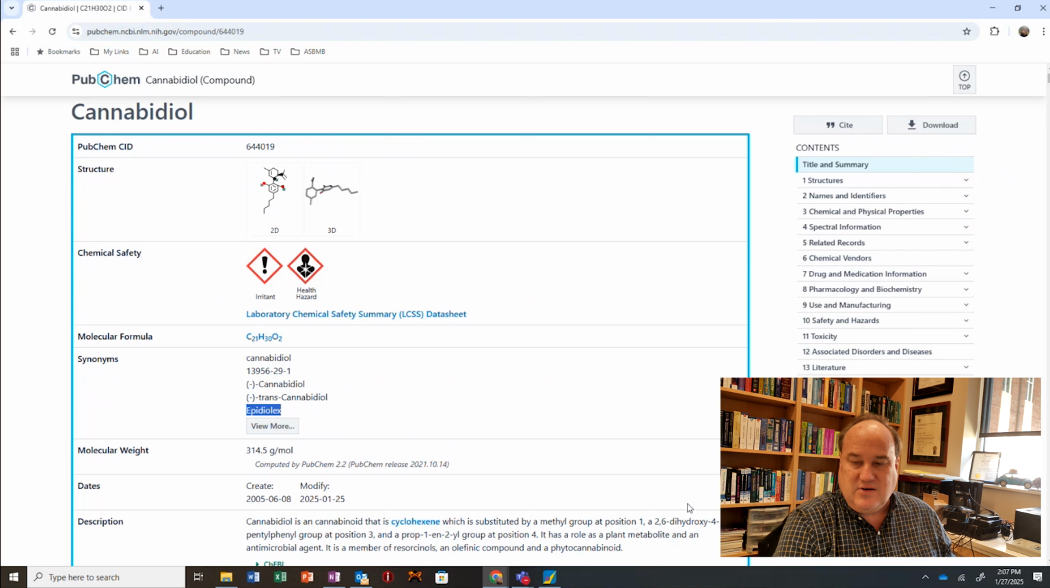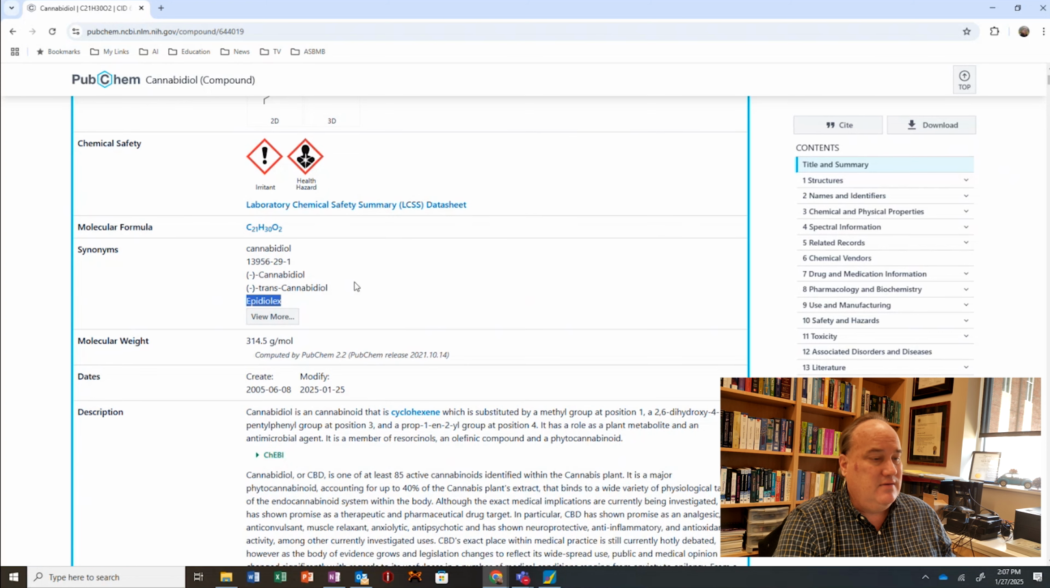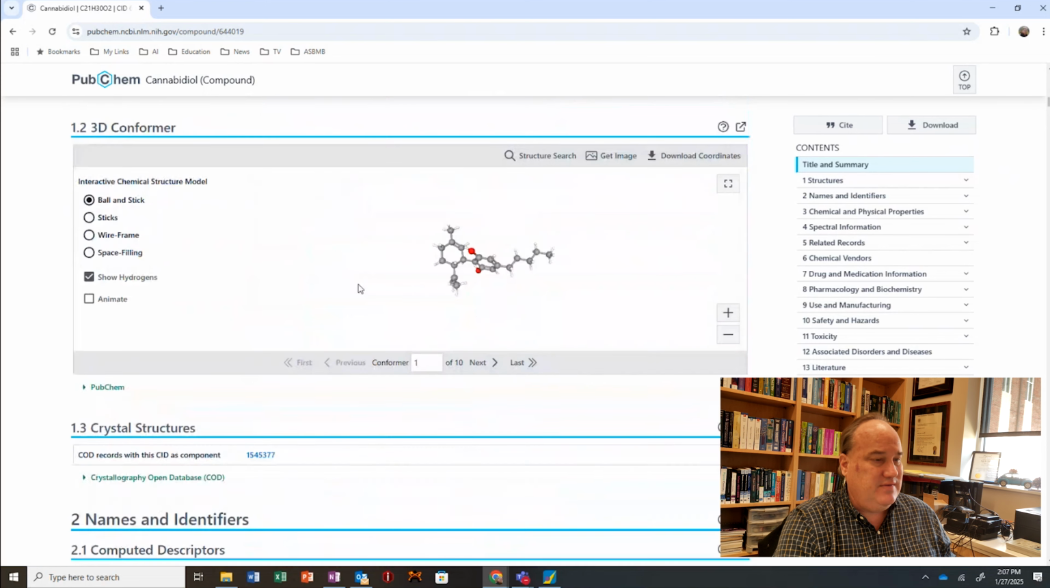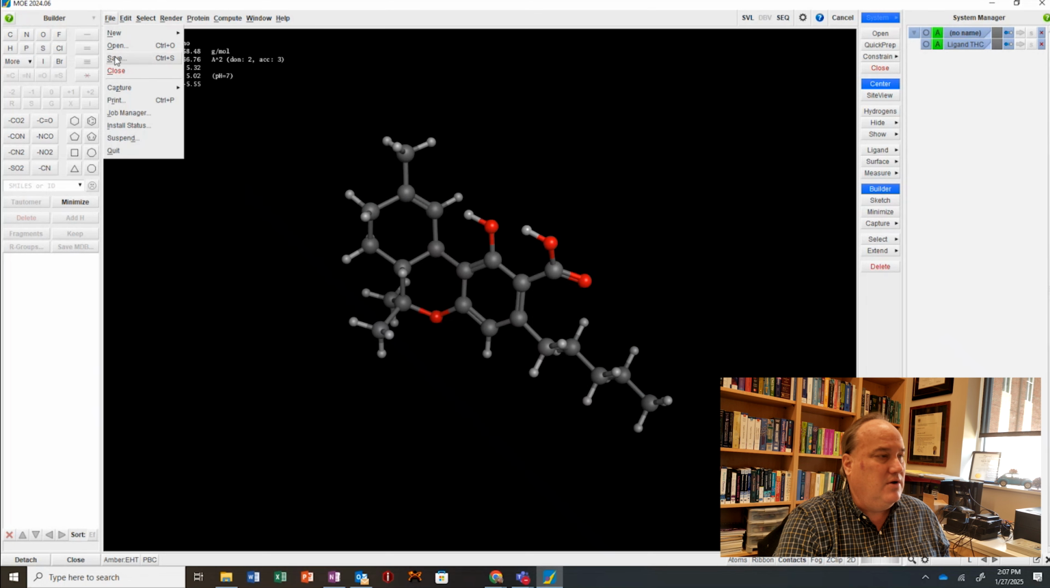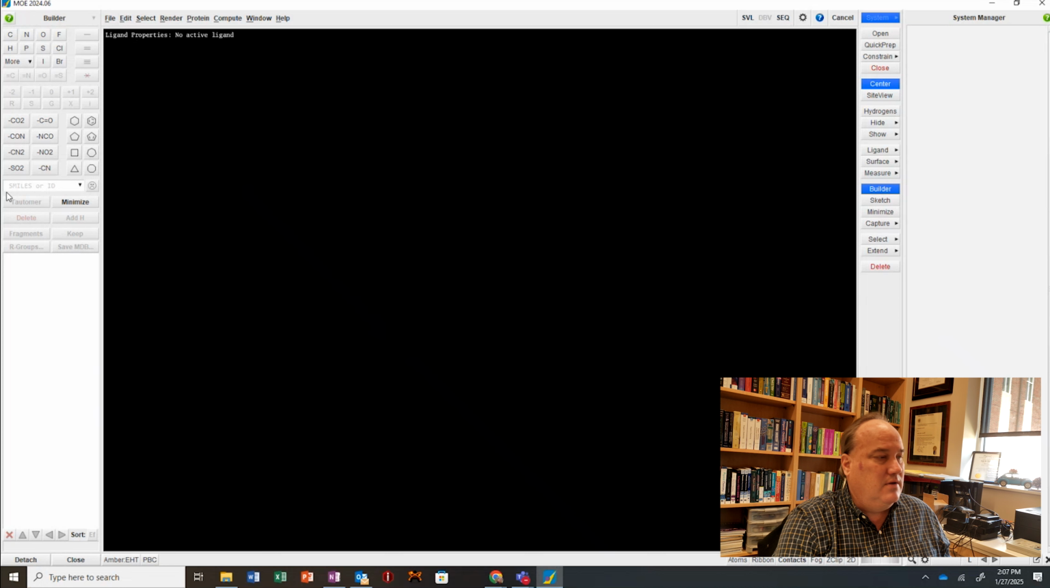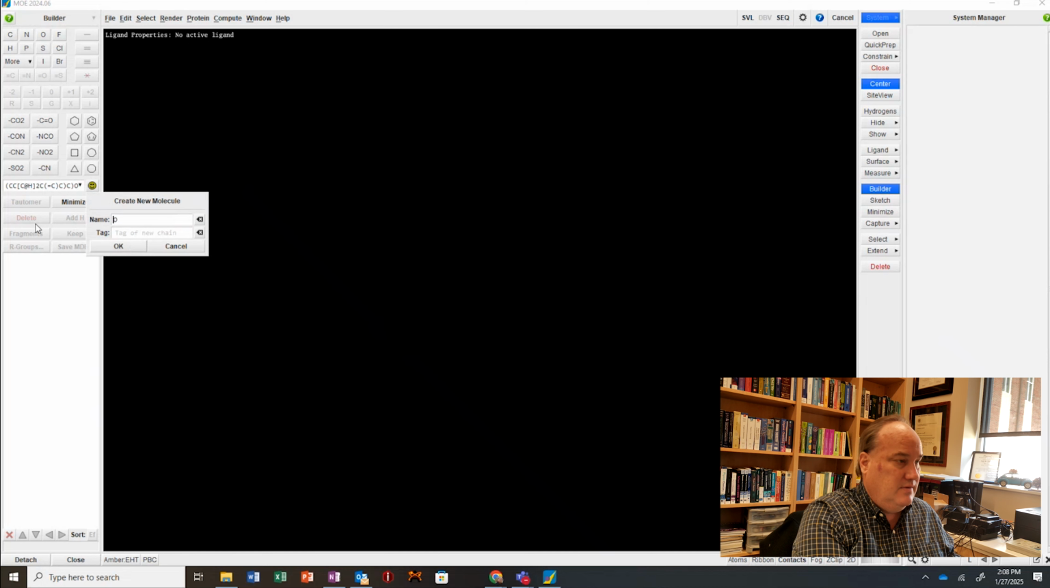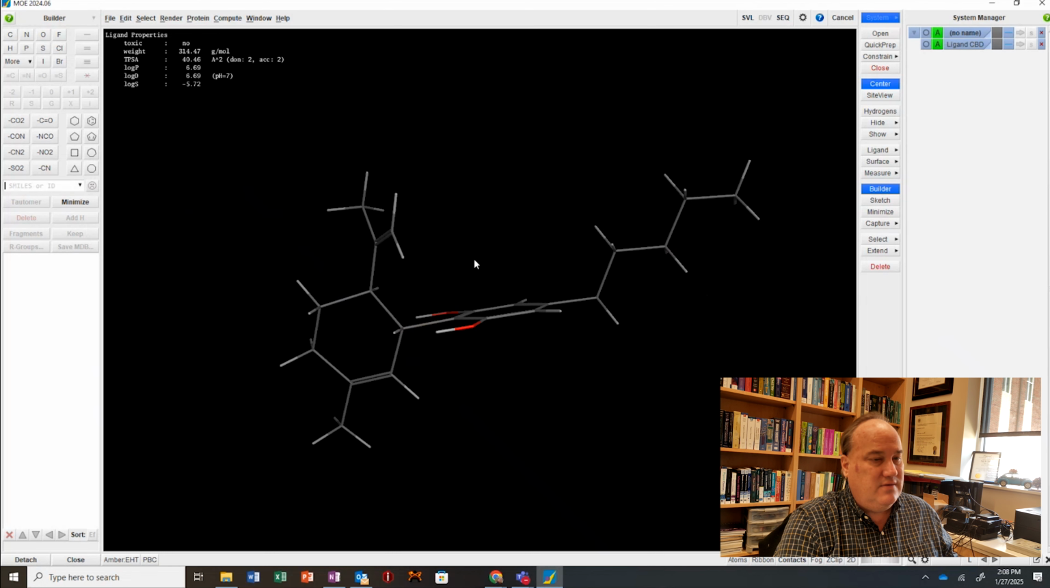So it does interact with your cannabis 1 and cannabis 2 receptors, but it will not get you high in the same way. So now, what's the difference in structure? Let's come down here and get the SMILES code right here. And I'm going to bring that in to Mo. Get that away. And we're going to click the little smiley face. CBD. So here's CBD.